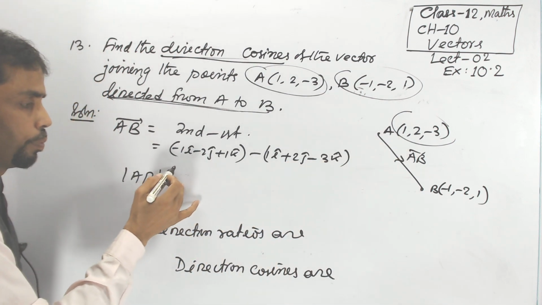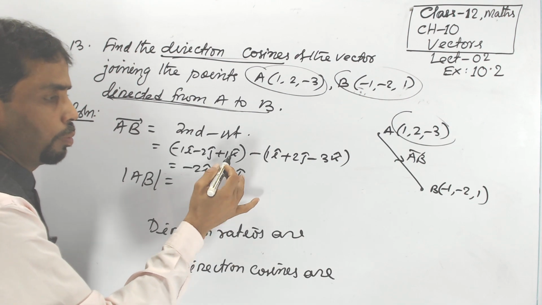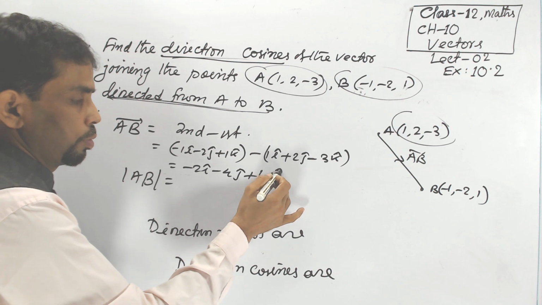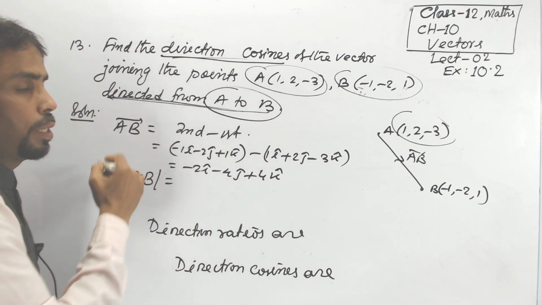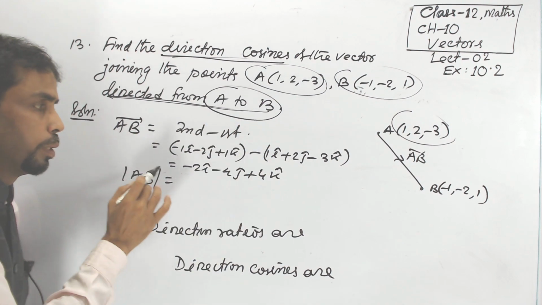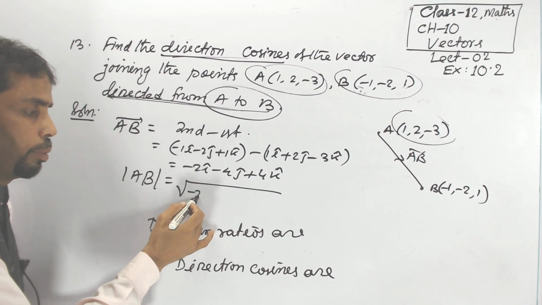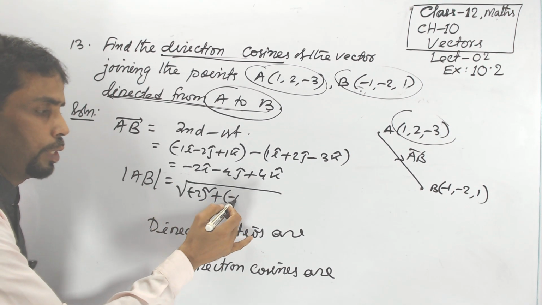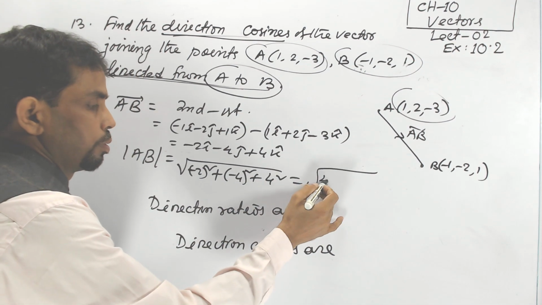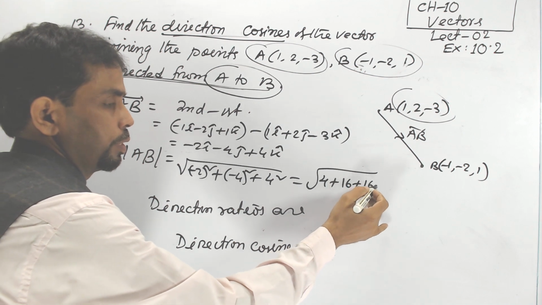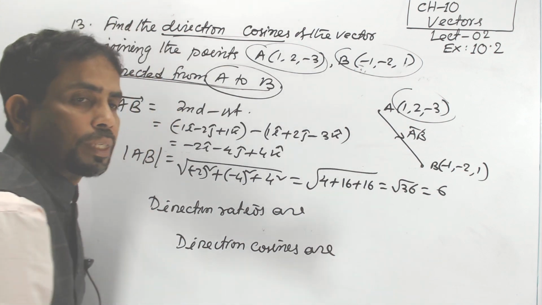First we will simplify. It is -1 -1 = -2i, -4j, and +4k. So this is the vector from A to B, directed from A to B, as clearly specified in the question. So the A to B vector we have found. Then its magnitude is found like this: coefficient of i, (-2) squared, plus coefficient of j squared, plus coefficient of k squared. So it is 4 plus 16 plus 16, that is 36. Under the square root, the square root of 36 is equal to 6.